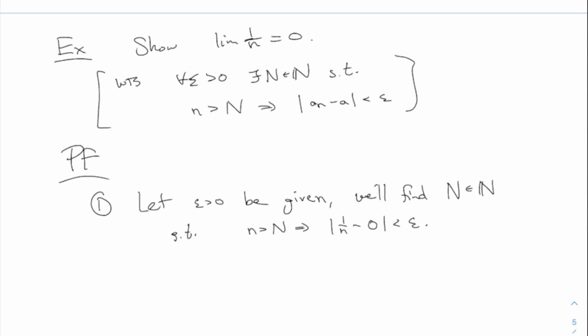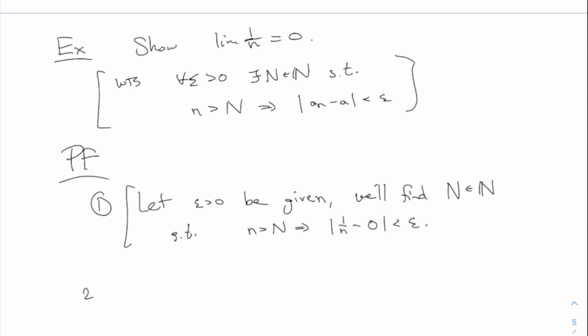This is what we have to do. Let epsilon greater than 0 be given. We will find some big N such that n greater than the big N implies the absolute value of 1 over n minus 0 is less than epsilon. All right? That was step 1. This is totally formulaic. If you were doing this on a test, you have had no thoughts yet, right? Because this is just copying what you have to do.